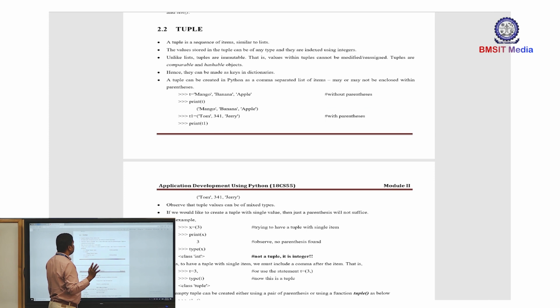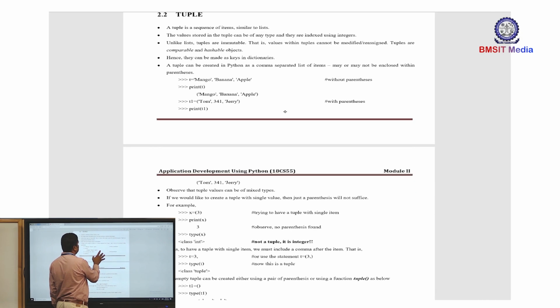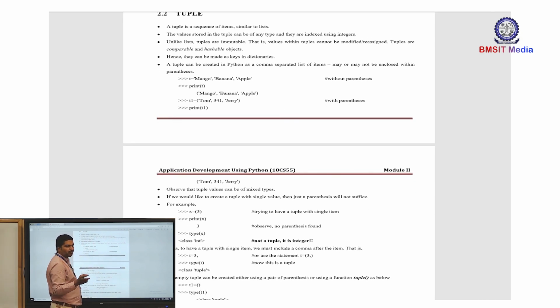Next, observe the third point, that is, unlike list, tuples are immutable. Lists are mutable, whereas tuples are immutable. Immutable means tuples cannot be modified or reassigned. The values present inside the tuples cannot be modified, changed or reassigned. Fine. So tuples are comparable and hashable objects. This is one more important point about tuples.